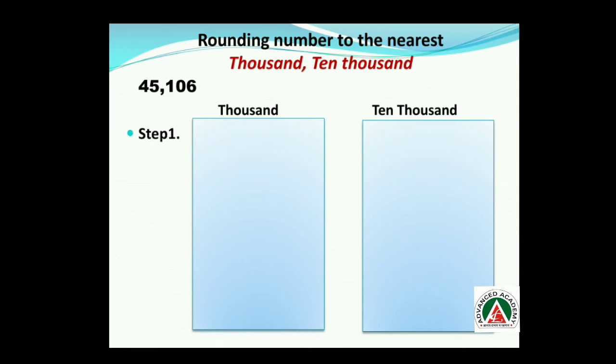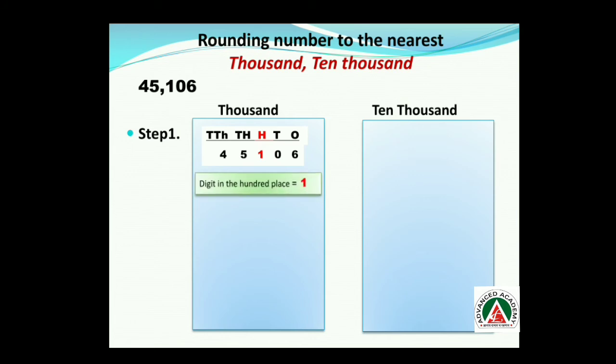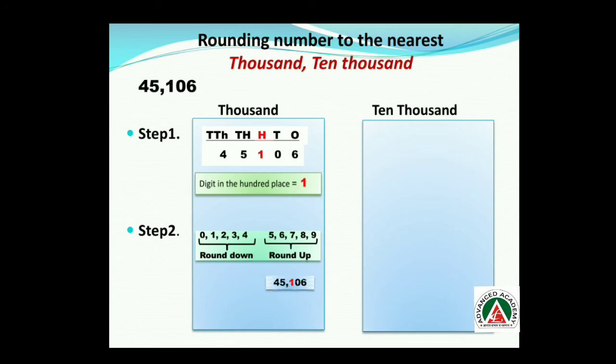Step 1, what we will do in step 1, just write this number in place values. Okay, so we have to round this number to the nearest thousand. So we will see which previous place value, 100. So at the 100 place, which digit is there? 1. Step 2, we will see whether it falls in the round down or round up box, where the 1 will come. It will come in round down.